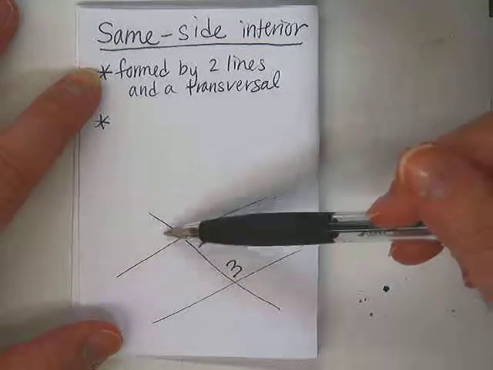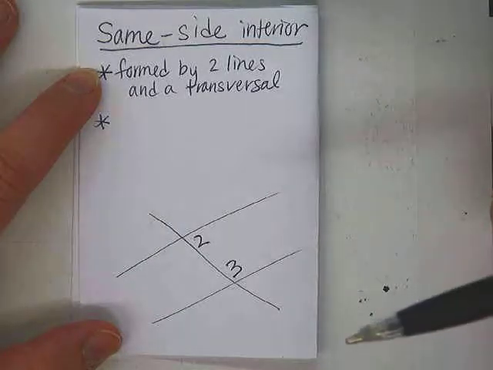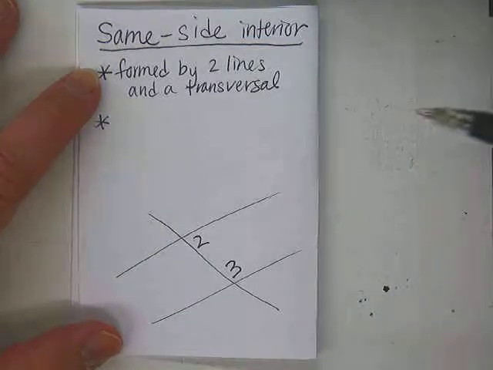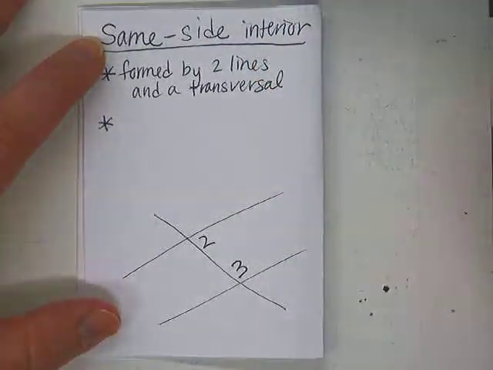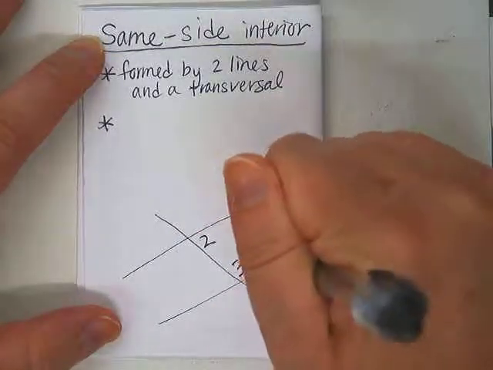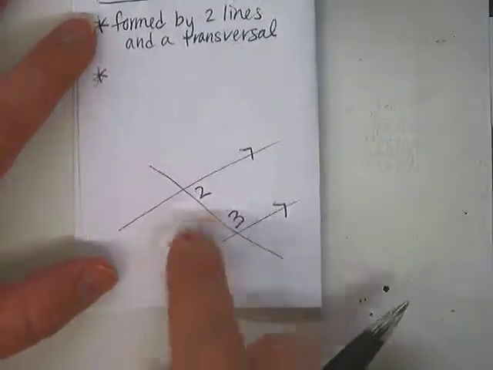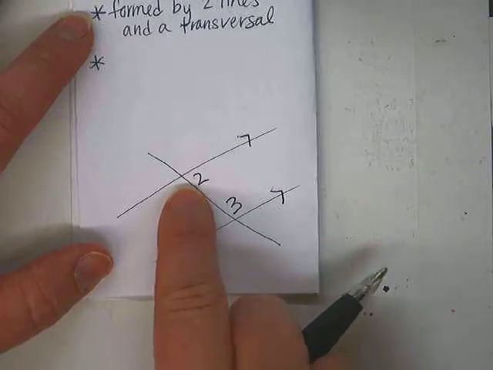6 and 7. And then if you want to do exteriors, you could. It would be 1 and 4 would be same side exterior. And 5 and 8 would be also same side exterior.